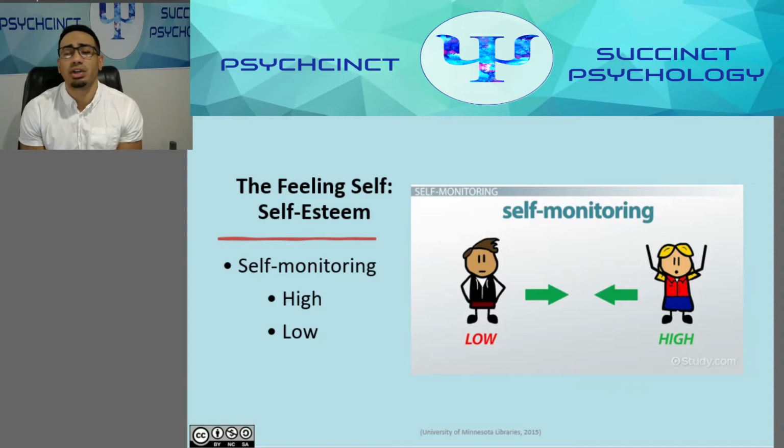Low self-monitors, on the other hand, generally act on their own attitudes, even when the social situation suggests that they should behave otherwise. Low self-monitors are likely to agree with statements such as, "At parties and social gatherings, I do not attempt to do or say things that others will like," and "I can only argue for ideas that I already believe in." So in short, high self-monitors try to get other people to like them by behaving in ways that others find desirable, whereas low self-monitors do not.